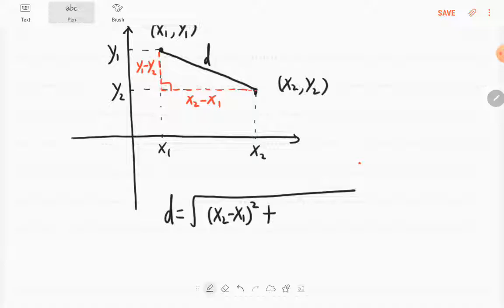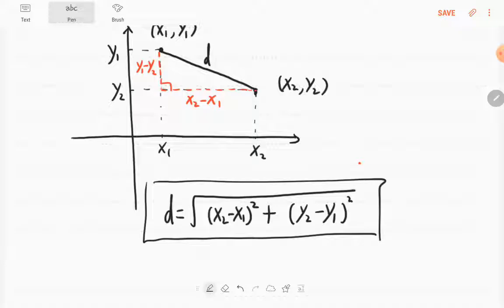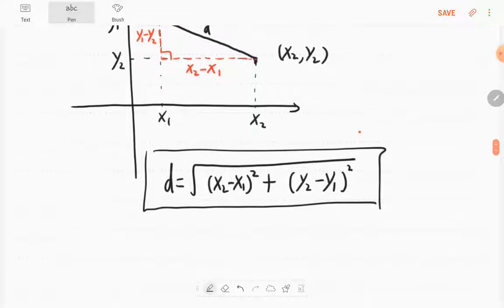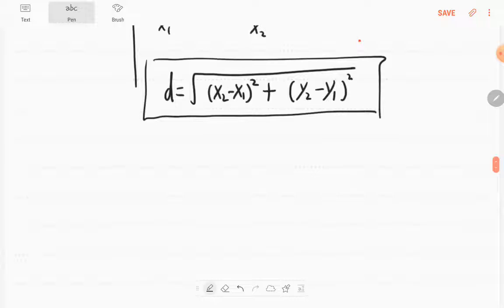But for the beauty of the formula, because here is x2 first, here is x1 first, then this one we can write as y2 minus y1. But it doesn't matter, right? Because you square it, it's always positive. So this is the formula for the distance between 2 points.